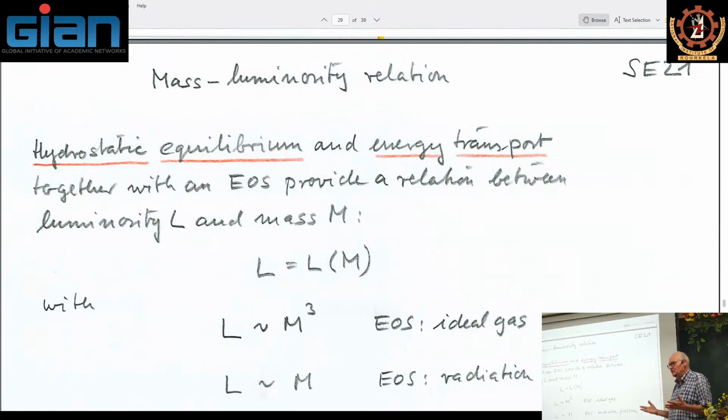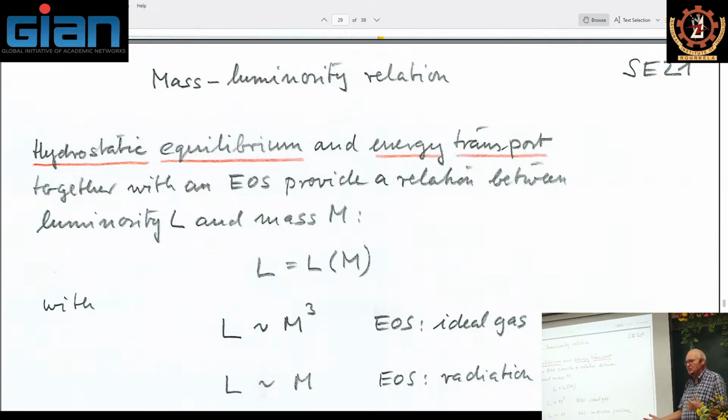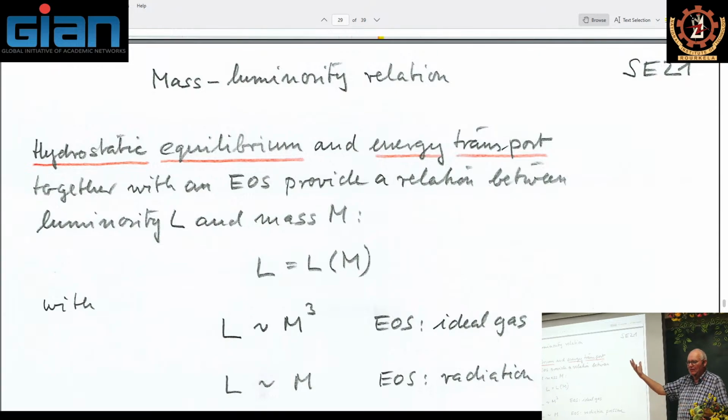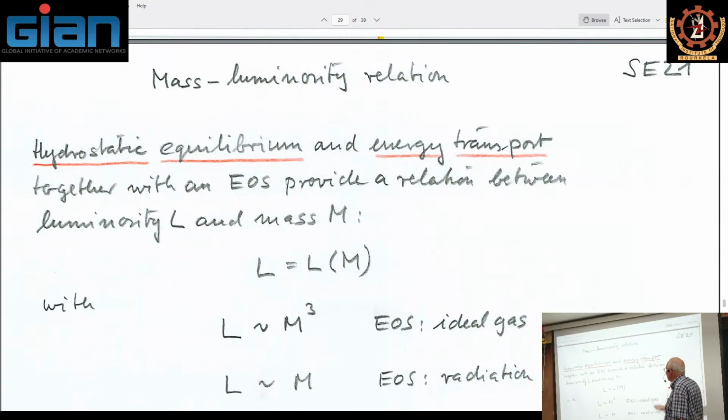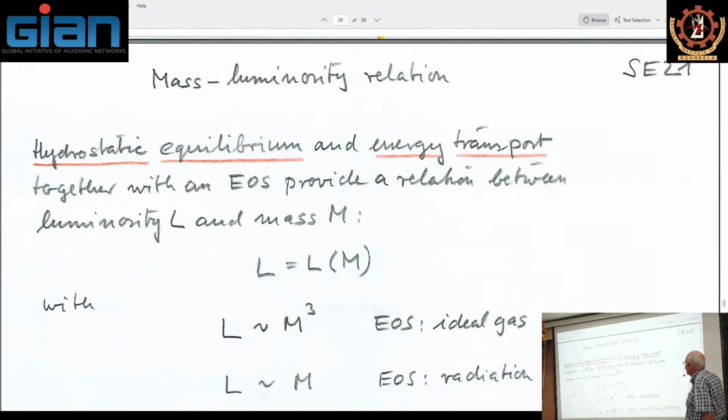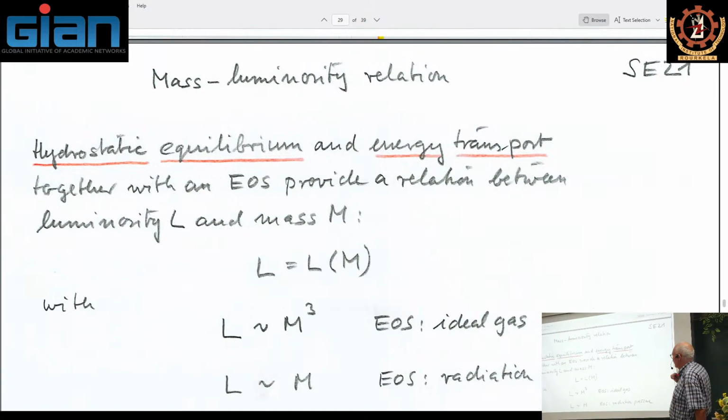In all situations where you transport energy by some kind of diffusion process, you relate a temperature gradient to the flux. The bigger the temperature gradient is, the bigger will be the heat flux. So the energy transport has been connected with hydrostatic equilibrium, and together with an equation of state, Professor Yadav has shown you that there is a relation between luminosity and mass.